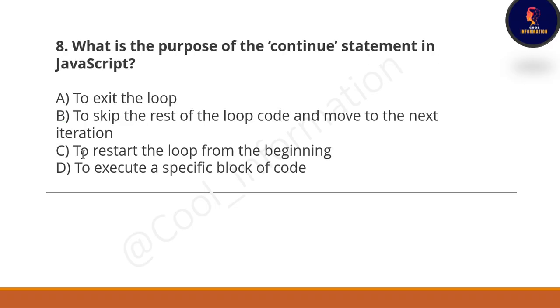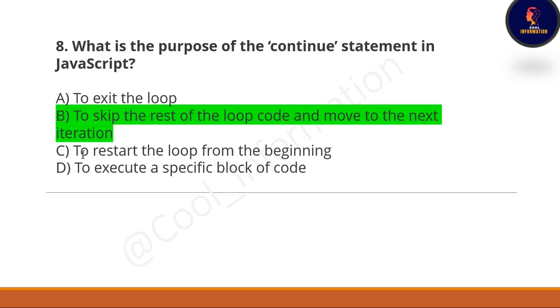Next question. What is the purpose of the continue statement in JavaScript? Option A, to exit the loop. Option B, to skip the rest of the loop code and move to the next iteration. Option C, to restart the loop from the beginning. And last option is to execute a specific block of code. Correct option is option B. Continue statement in JavaScript is used to skip the rest of the code and move to the next iteration.